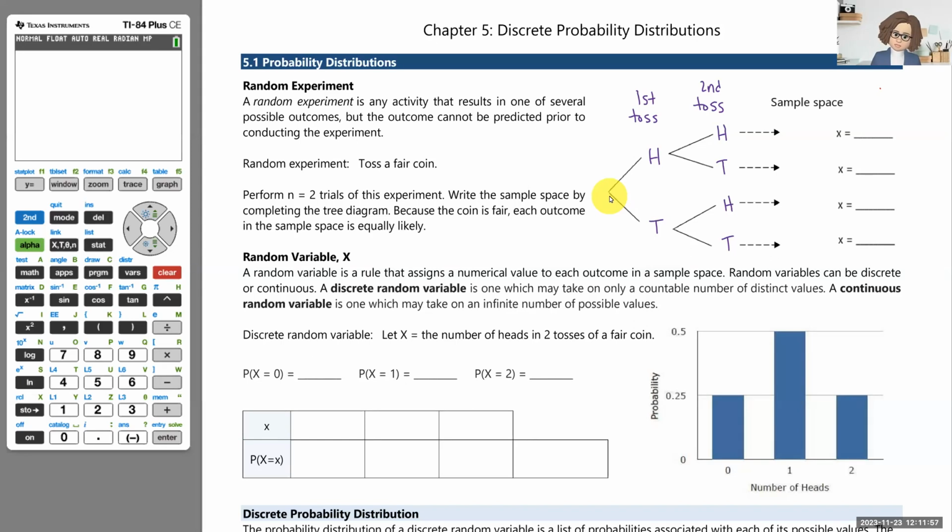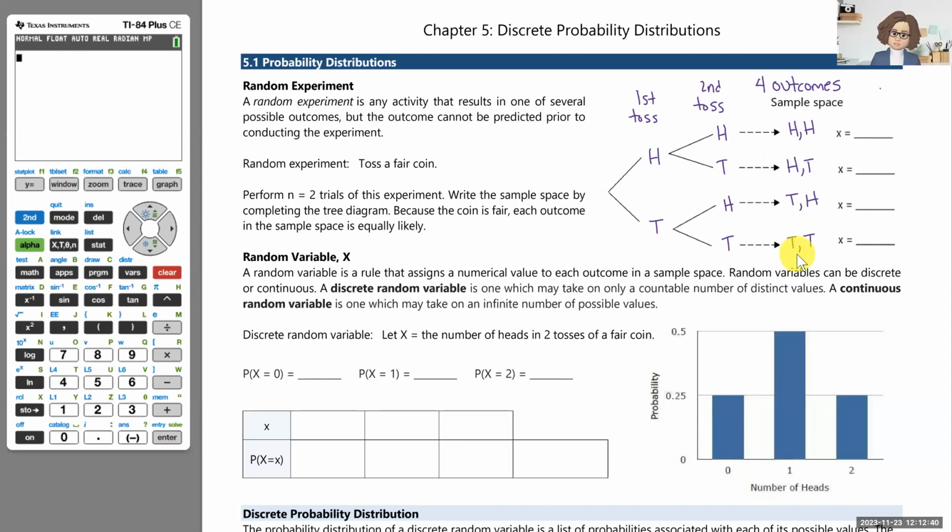The possibilities here: you might get a head followed by another head, or a head followed by a tail, or a tail followed by a head, or a tail followed by a tail. And because the coin is fair, each side being equally likely, those 4 outcomes that are possible, 1, 2, 3, 4, each of them will be equally likely. So your chance of getting a head followed by a head is 1 out of those 4.